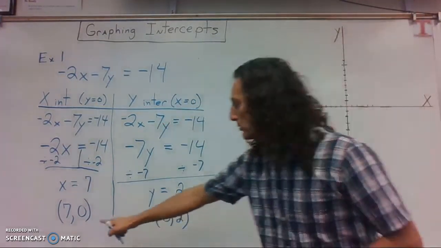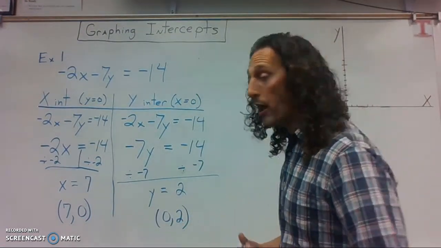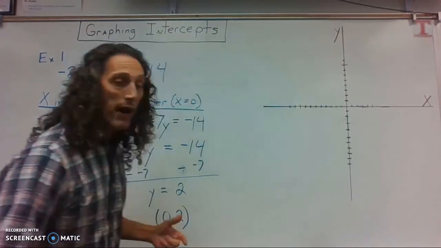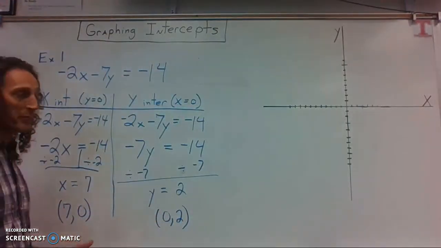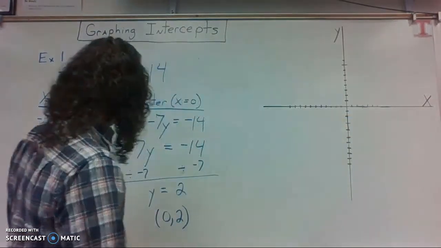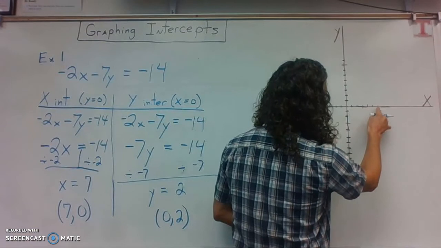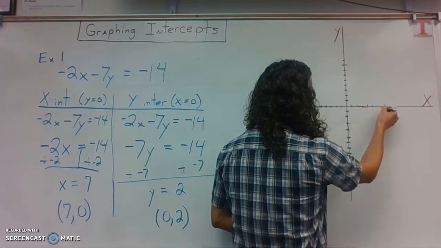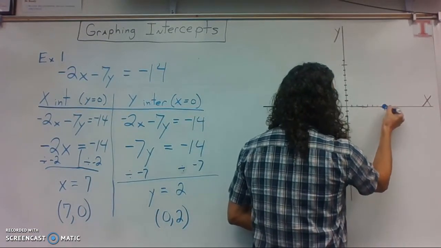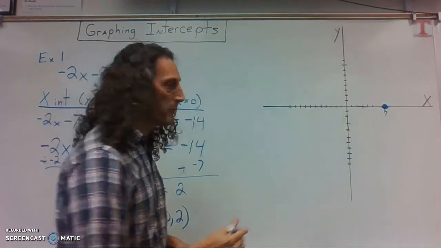So I'm going to take my 2 points, my 2 intercepts, and I'm going to plot them. I'm going to take my x-intercept. Now remember, my x-intercept is going to cross over the x-axis. So it's going to cross over at 7. So I'm going to go 1, 2, 3, 4, 5, 6. I need to make another mark, 7. So I'm going to put a dot right here. That's at 7. So that's 7, 0.